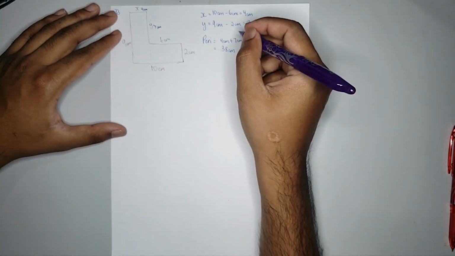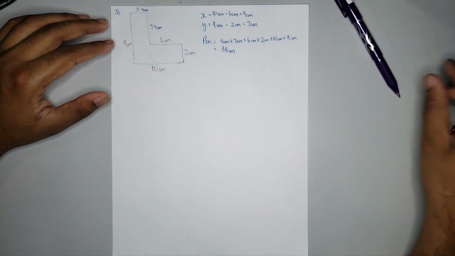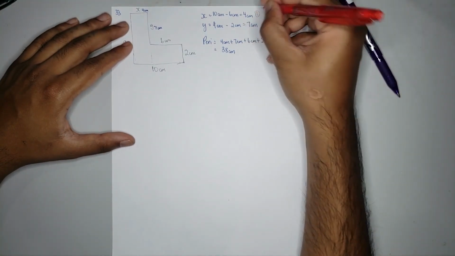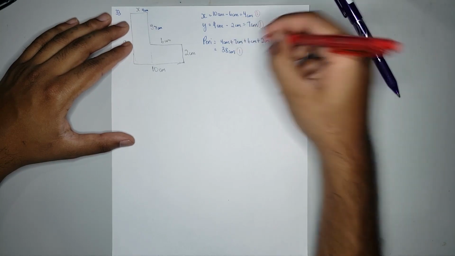Good, 38 centimeters. It is 3 marks. 1 mark for finding out x, 1 mark for y, 1 mark for the total.